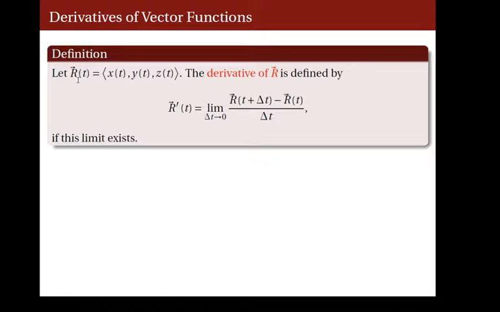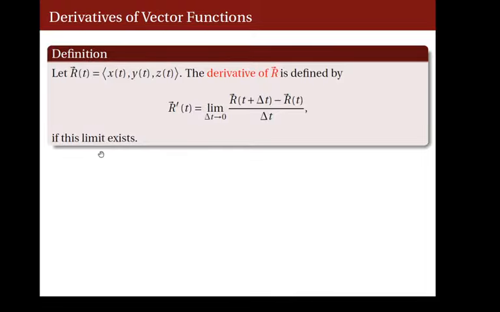So let R be a vector-valued function whose coordinates are given by x of t, y of t, and z of t. The derivative of this function R is defined as the limit of R evaluated at t plus delta t minus the vector R of t, divided by delta t, as delta t tends to 0, provided that this limit exists. The derivative of R is denoted by R prime of t.